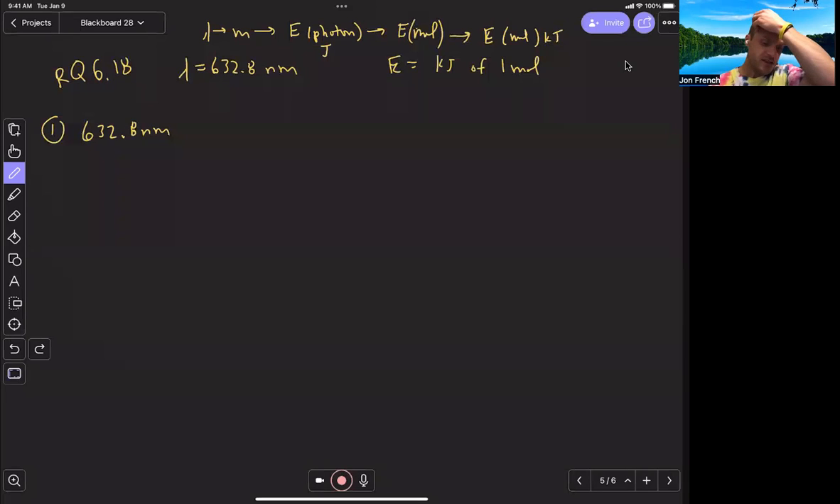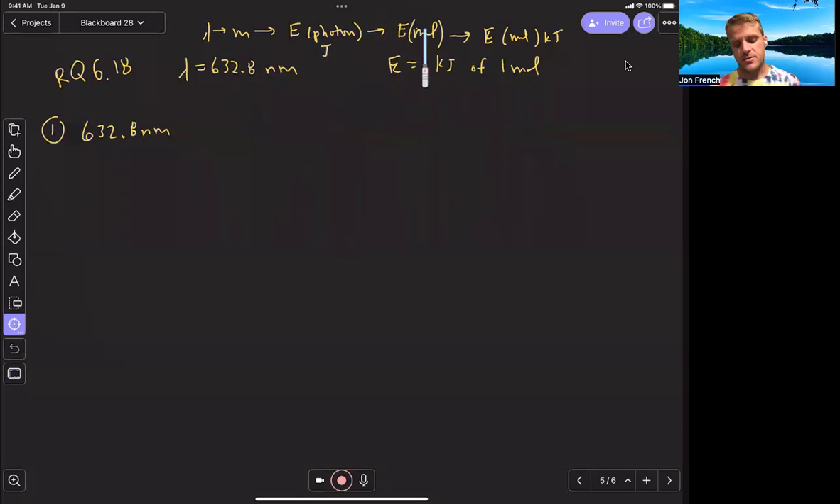All right, question 18 from the reading. We're given that we've got this laser that has a wavelength of 632.8 nanometers, and we're asked to find the energy of 1 mole of those photons in kilojoules. So we have to convert our wavelength to meters, and then from meters, we can find the energy per photon, and that'll be in joules.